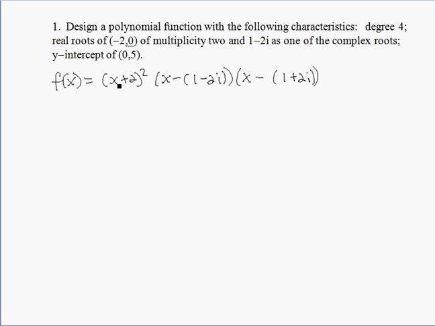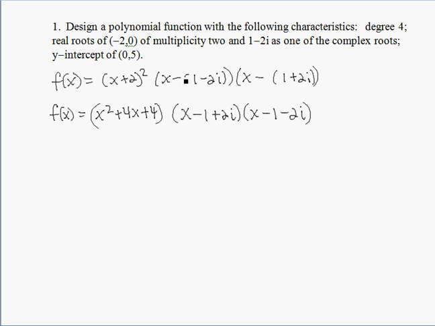So I'm first going to multiply this and distribute that negative. We'll deal with this y-intercept of (0, 5) at the end. Okay, so I just distributed the negative here. Now I'm going to multiply x times all three of these. Now I'm going to multiply the -1 times these three. Now I'm going to multiply the 2i times these three.